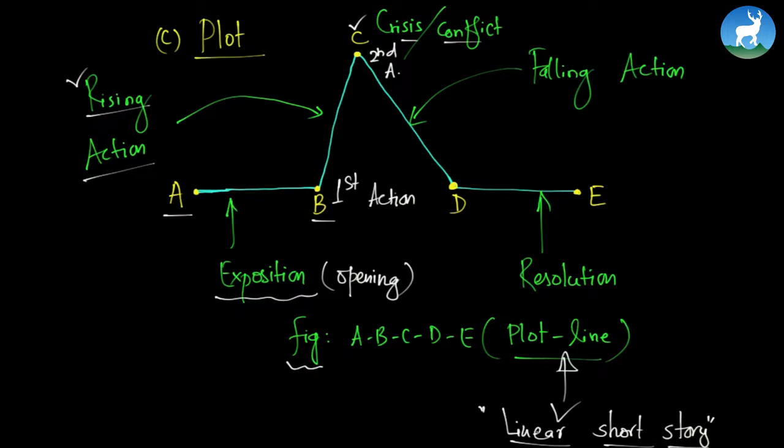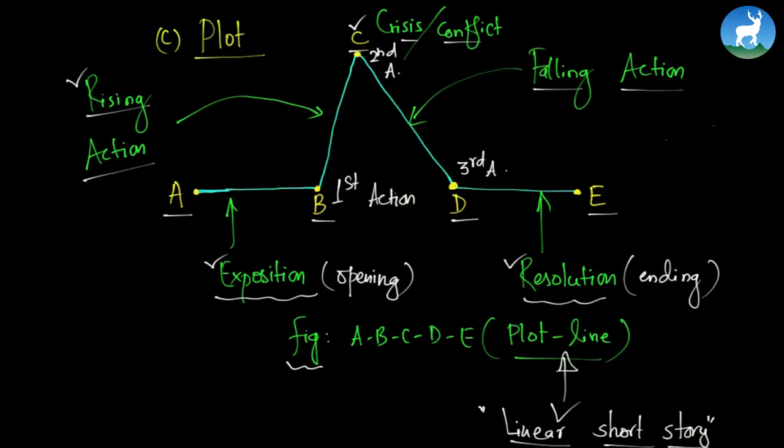Now the crisis is there. Afterwards, the action goes on falling until it reaches point number D, that is the third action. And after the third action, what happens between point number D and point number E is known as resolution. Resolution is also known as the ending. So this is how the story ends, from exposition to rising action to crisis to falling action to resolution. That is all the plot line.